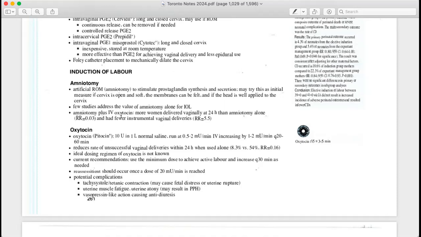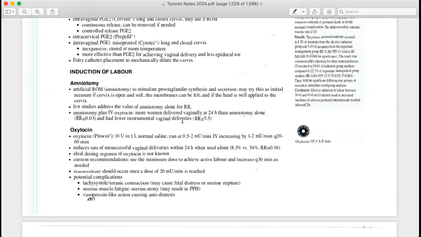Then amniotomy plus IV oxytocin: more women delivered vaginally at 24 weeks. So if they have given you the option of oxytocin separately, amniotomy separately, and there is a choice of amniotomy plus IV oxytocin, then you have to choose amniotomy plus IV oxytocin. But in Canada QBank, they have given all of these options separately. So that's why. Then amniotomy alone.